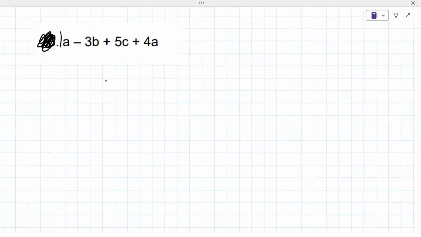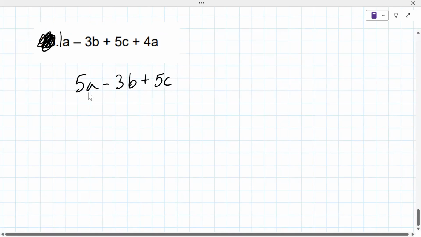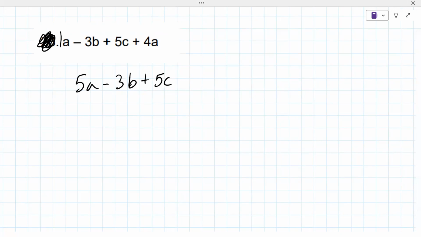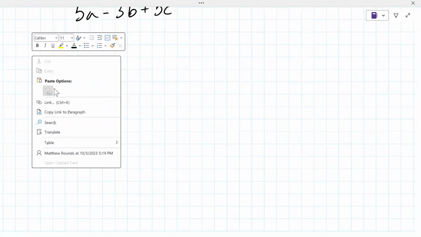Would it be 5A minus 3B plus 5C? Good, really good. Yeah, let me throw a couple more up in front of you, and then we'll talk about the more complicated ones. Here's another one for you to try.